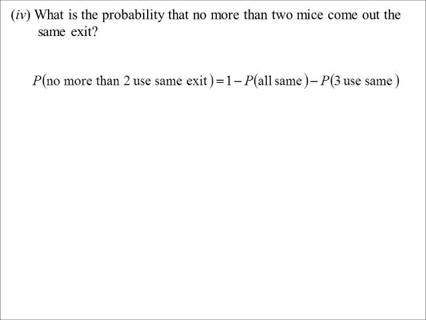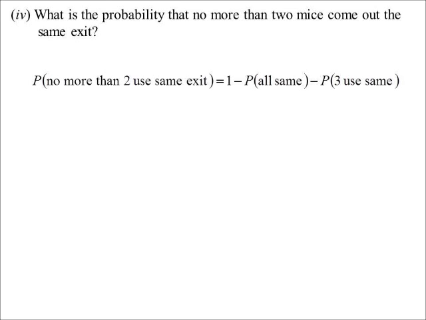What's the probability that no more than 2 mice come out the same exit? So no more than 2. I'm going to use the complementary idea. You remember in probability, sometimes it's easier to work out what you don't want and then subtract it from 1. And that's what I'm going to do here. Because no more than 2, well, the opposite to that would be all of them going through the same exit or 3 of them going through the same exit. We've already worked out both of those probabilities.